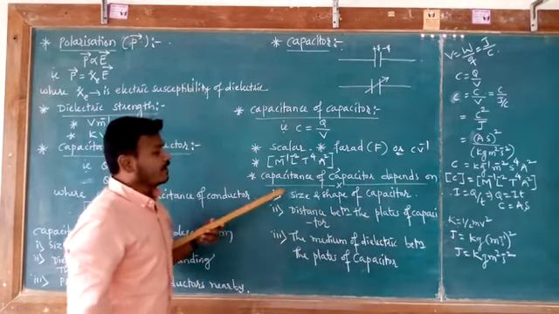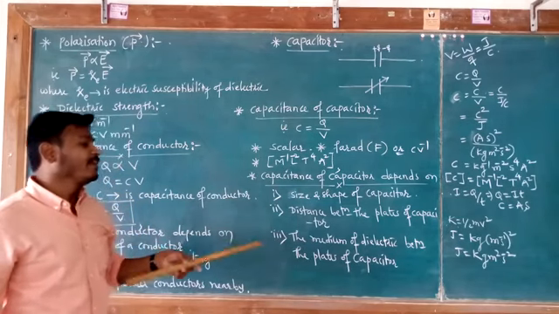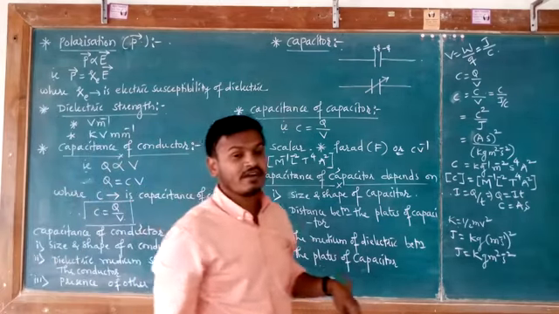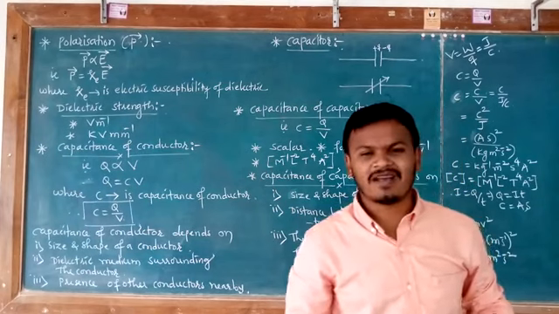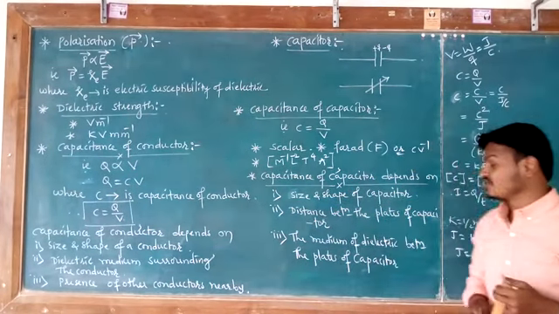And the next one: the capacitance of a capacitor mainly depends upon three more factors. The first factor is the size and shape of the capacitor. And the second one is the dielectric medium between the plates of the capacitor.